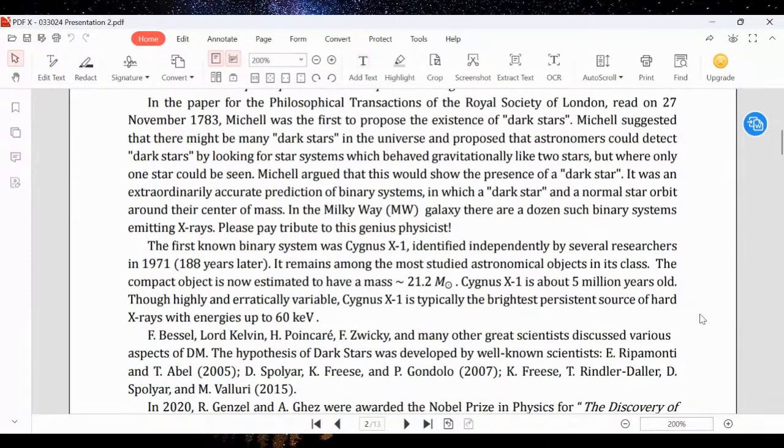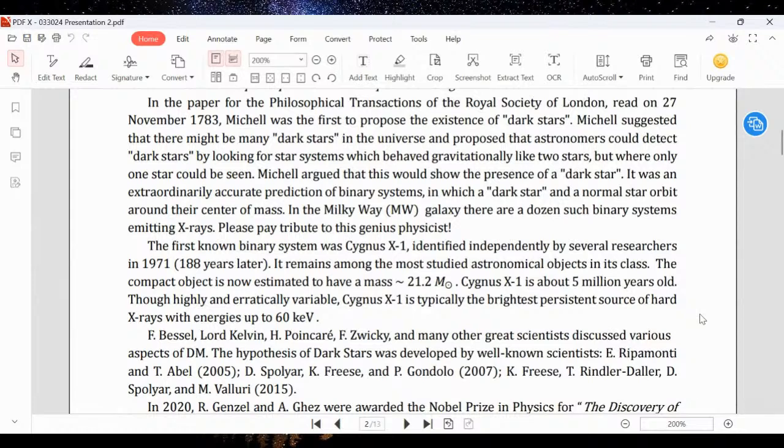Michell suggested that there might be many dark stars in the universe and proposed that astronomers could detect dark stars by looking for star systems which behaved gravitationally like two stars, but where only one star could be seen. Michell argued that this would show the presence of a dark star. It was an extraordinarily accurate prediction of binary systems in which a dark star and a normal star orbit around the center of mass. In the Milky Way galaxy, there are a dozen such binary systems emitting X-rays. Please pay tribute to this genius physicist.